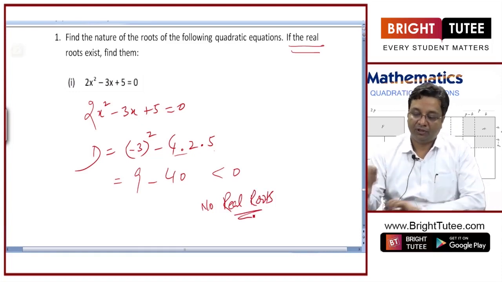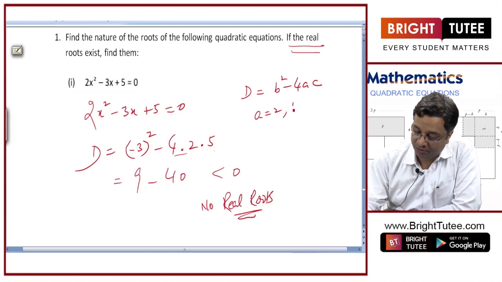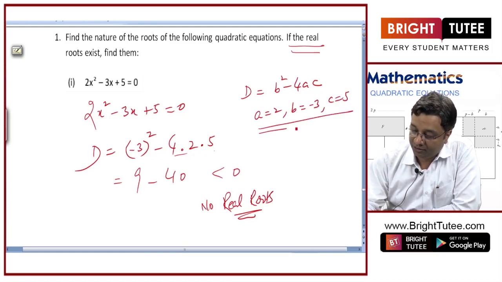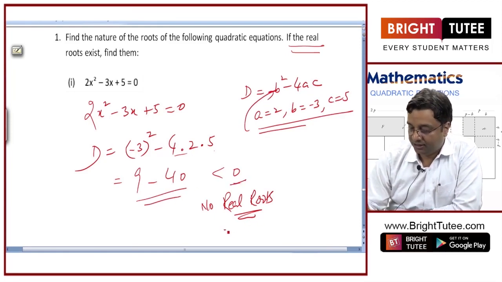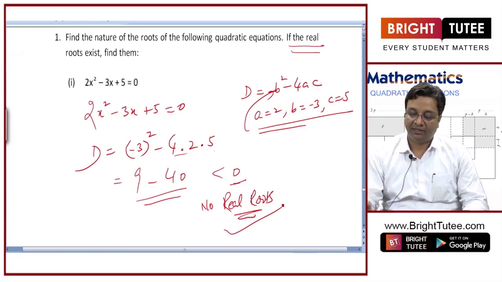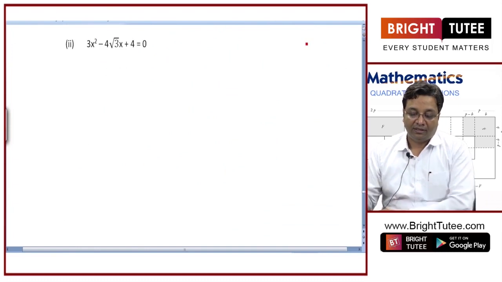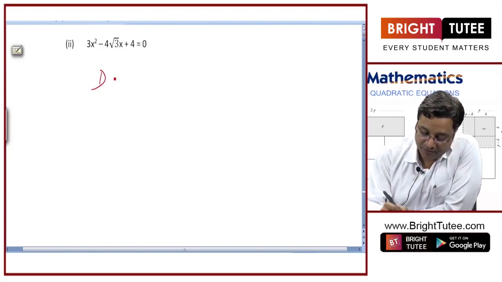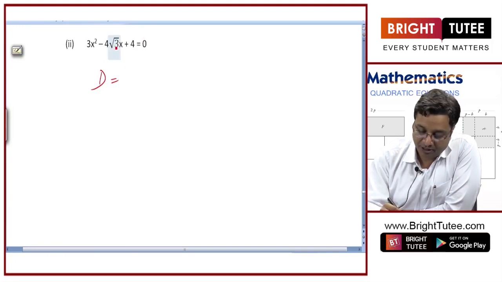Okay. So first of all you should say that discriminant is equal to b square minus 4ac. Then you should show that a is equal to 2, b equal to minus 3, c equal to 5, and then place these values here and show that this is a negative term, and you can say that no real roots, right? And in this question you don't have to go any further. Similarly, in this question we will calculate directly here, right, without discussing about a, b and c, because you can see you are comfortable with it now.